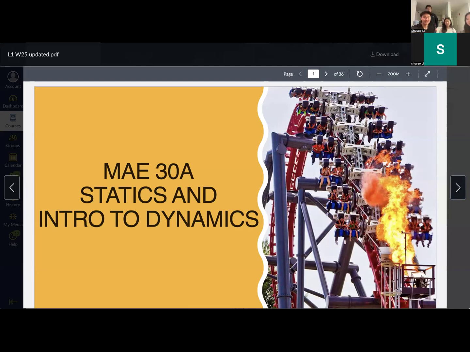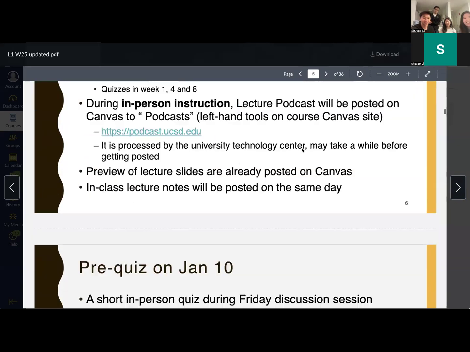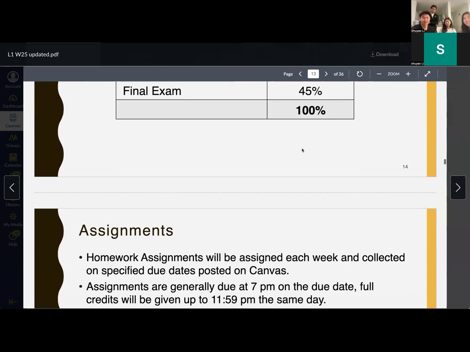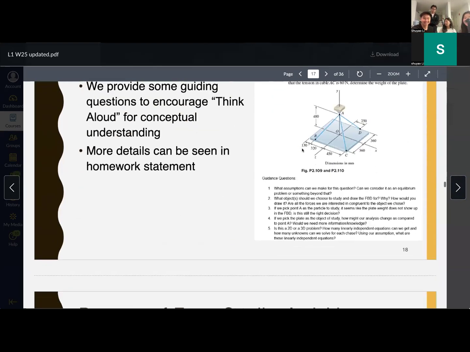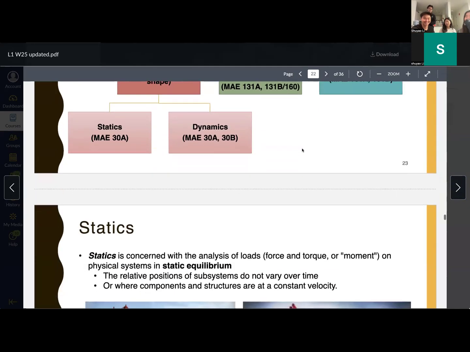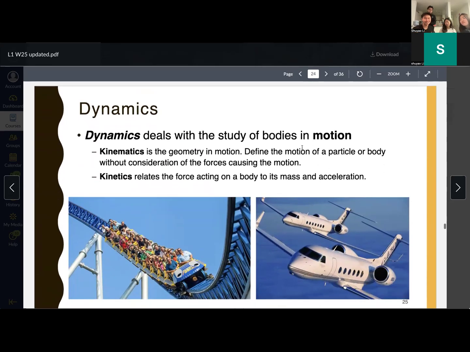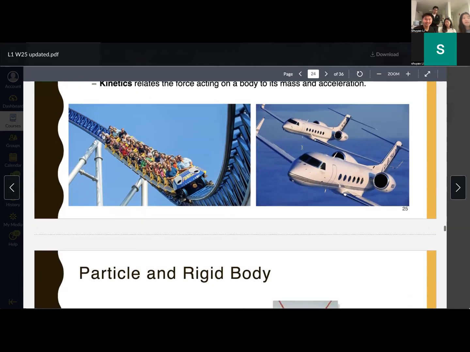For lecture one, I'm just going to go to the actual content here. It introduces us to what statics and dynamics are. Statics is concerned with things in equilibrium that don't move. Dynamics covers kinematics, velocity, acceleration, and everything. So we have those two that we're going to cover in this class.